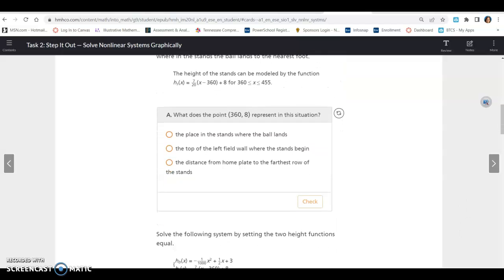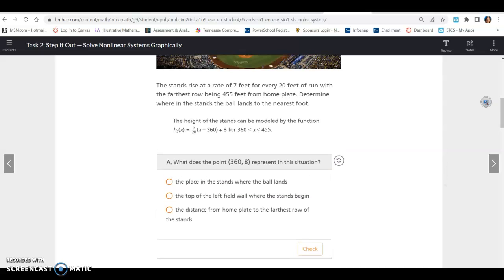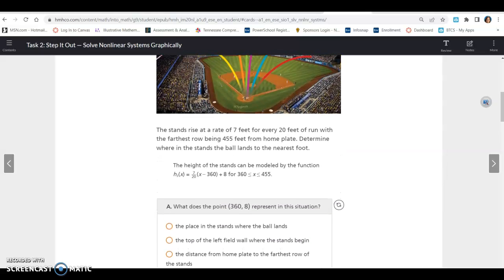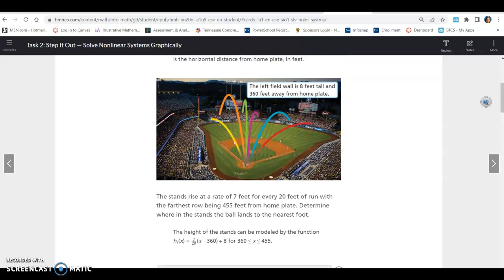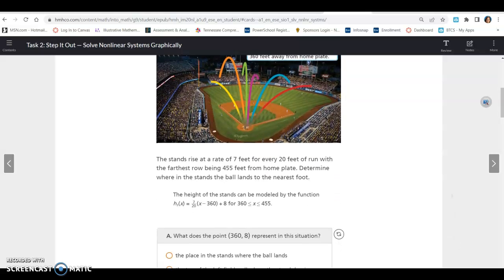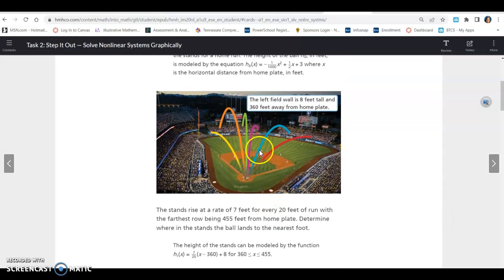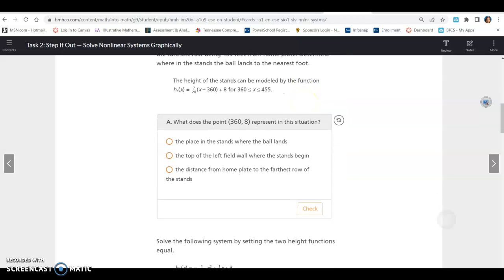All right, so what does the point (360, 8) represent in this situation? 360 would be your x, 8 would be your y value. So what does that represent? 360 feet and 8 feet tall. So it would represent the place in the stands where the ball lands, the top of the left field wall where the stand begins, the distance from home plate to the furthest row. So it would be where the stand begins.